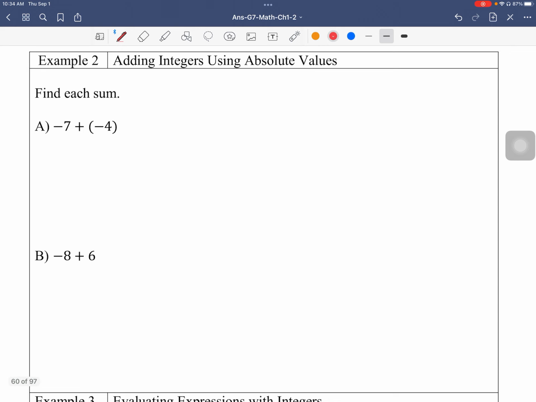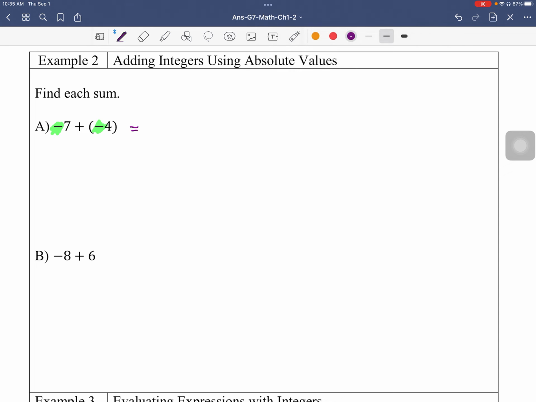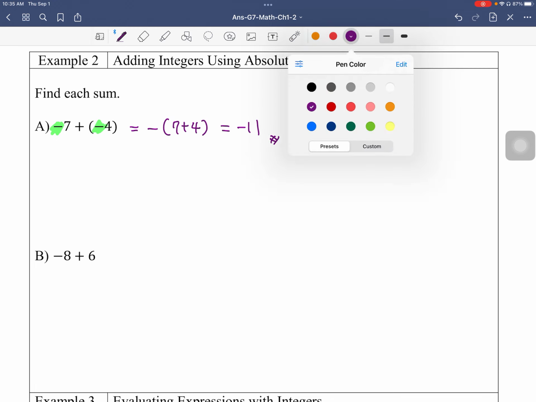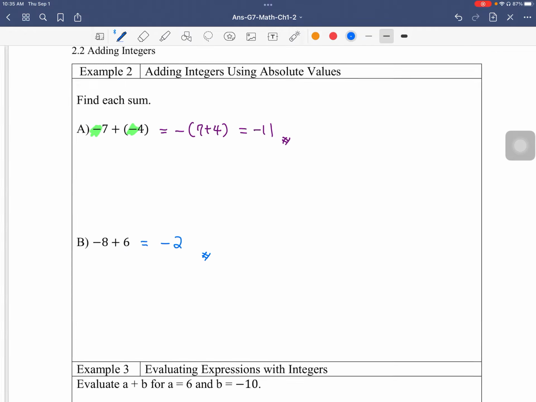So now I want to find each sum. Okay, so I can just imagine -7 plus -4, so -7 going more negative to the left, so I end up having -11. Or I can just imagine it in my brain. So now -8 plus 6 will get -2 because we just imagine 6 walking toward the left a unit.